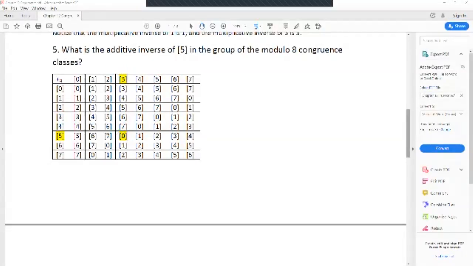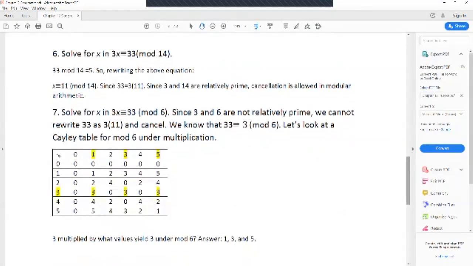Number 6. Number 6 says to solve for x in 3x is equivalent to 33 mod 14. I started off using a method that I'm going to elaborate on a little more in problem number 7, and then I decided not to go that route. Since 3 and 14 are relatively prime, that means that I can use the cancellation rule, and that means that x would be 11, equivalent to 11 in mod 14.